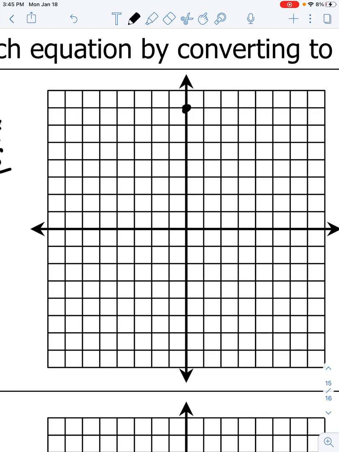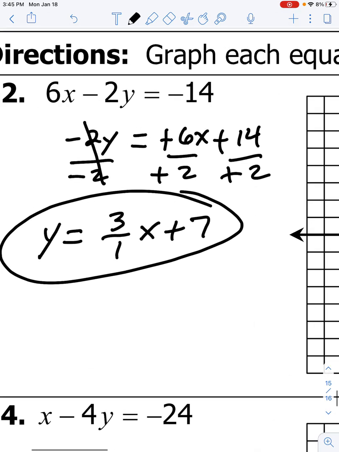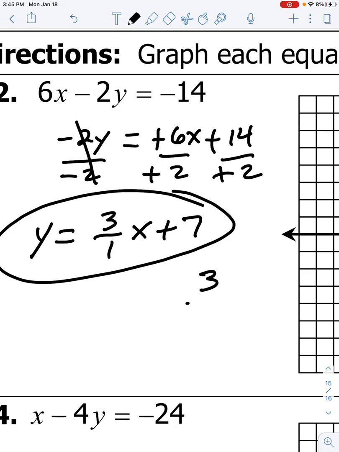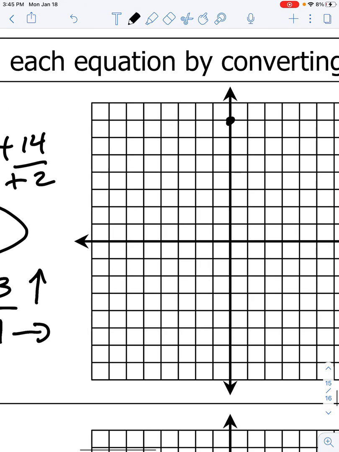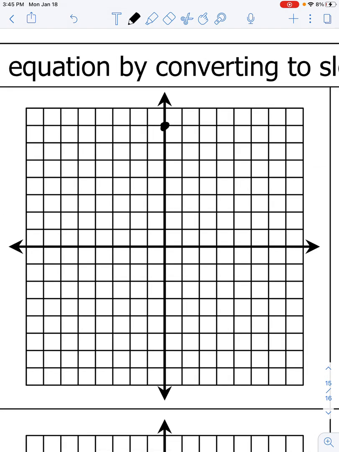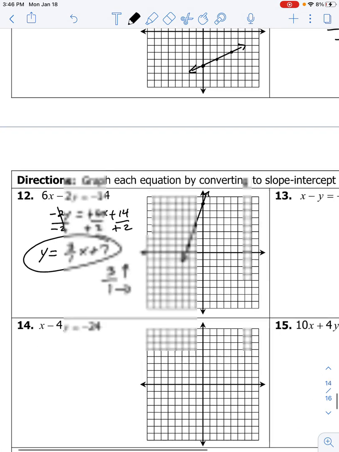Now we can't do up 3, right 1, because if you look at the slope, it's 3 over 1. So 3 over 1, we would be going up 3 and right 1. Well, we can't do that because we'll go off the graph. So we actually need to go backwards, meaning we need to go down 3, 1, 2, 3, and left 1, okay? And then we need to do it one more time. Down 1, 2, 3, and left 1, and then draw our line. Pretty simple, okay? If you're going to go off the graph, just go backwards.